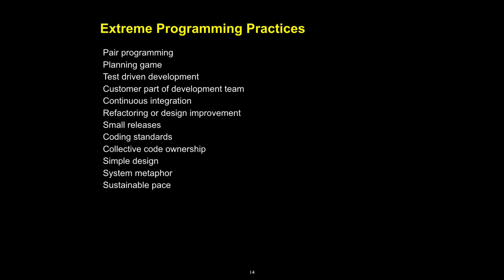And so extreme programming had various practices that they used. One was pair programming, where instead of sitting down by yourself at a computer, there were two of you, and you worked together. The idea being that two minds are better than one. Plus, it means that it's harder to write bad code when someone's watching you, right?